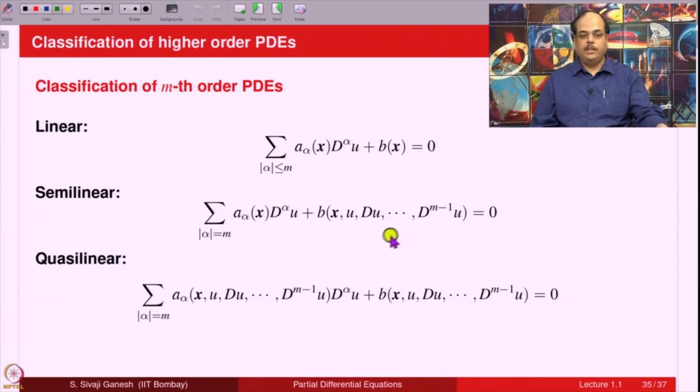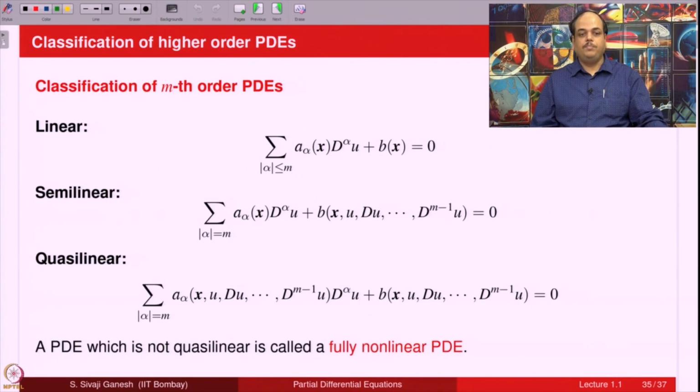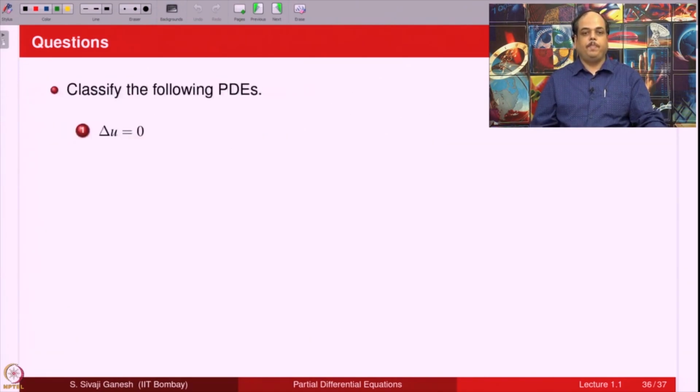Quasi-linear, once again it is on the highest order derivatives, coefficients are allowed to depend on, apart from the independent variable x, u, Du up to D^(m-1)u, that is the (m-1)th order derivatives. Then this is called quasi-linear. Outside that it can appear in any way they want, but as coefficients of the highest order partial derivatives, they can only be like this. Now, a PDE which is not quasi-linear is called a fully nonlinear PDE.